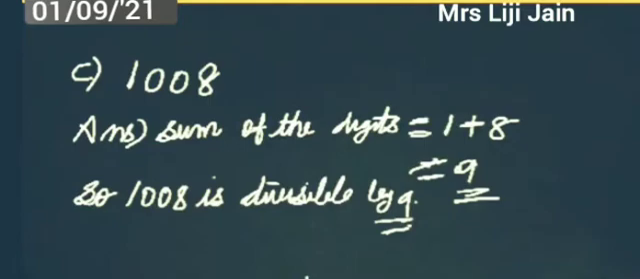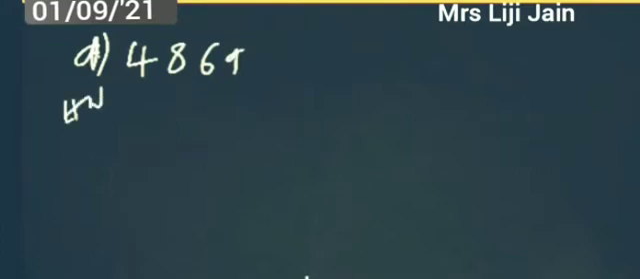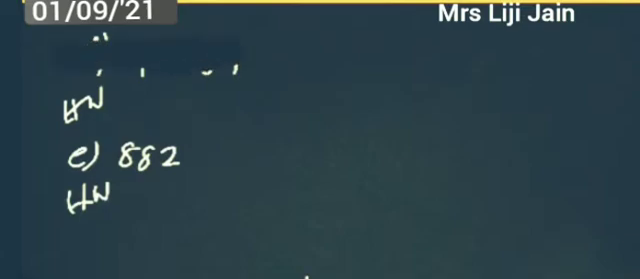Understood? Okay, yes. Now let's note down the homeworks of this session. D and E are homeworks. Note down the number D. D, the question is 4,869. Homework E, 882. Two homeworks are there in this session.